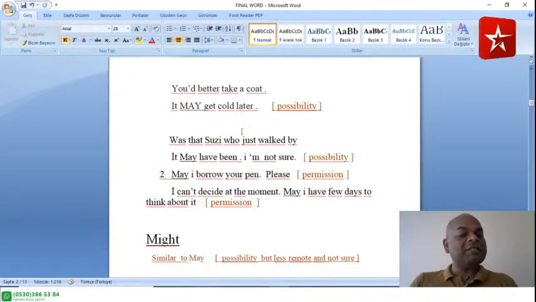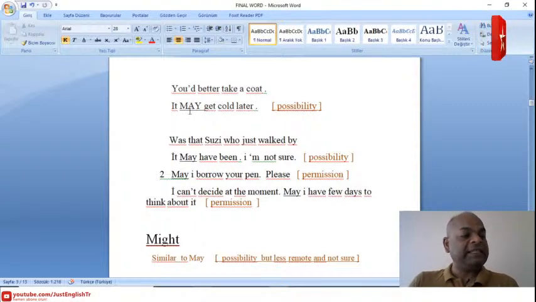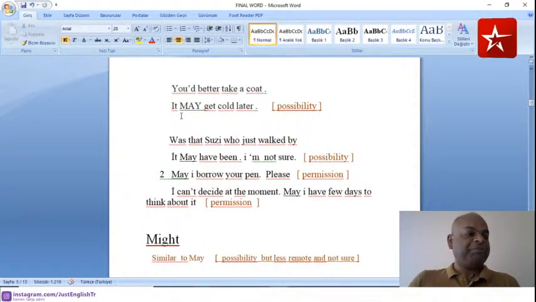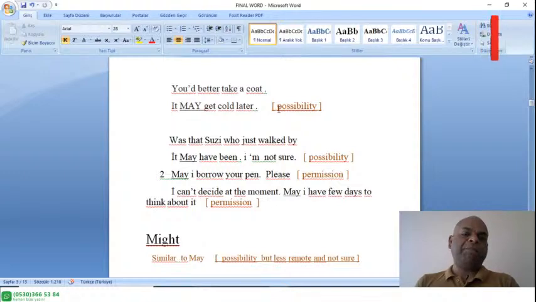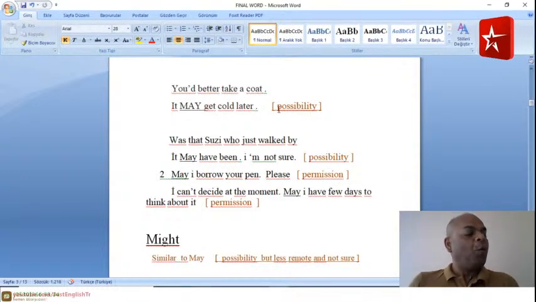Now let's go to number 2, and I need your feedback here. It says, you'd better take a coat. In reply it says, it may get cold later. Now guys, why do you think it is a possibility? I need feedback from you. Why do you think it is a possibility?